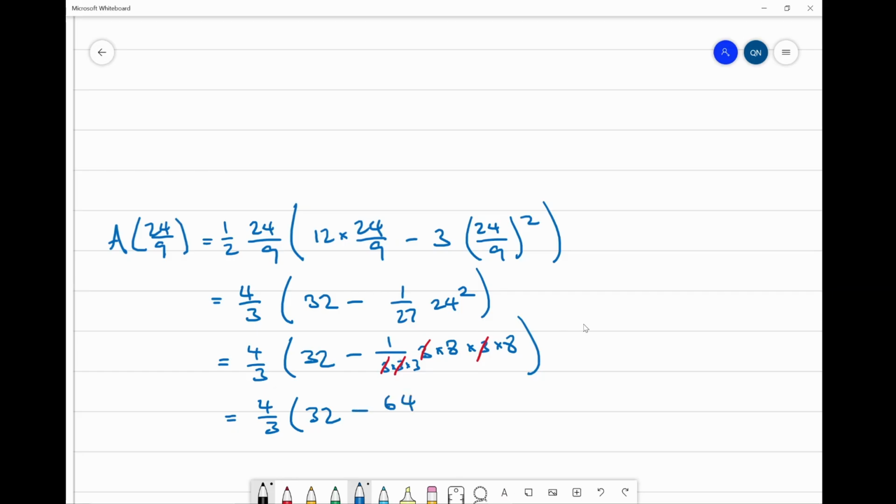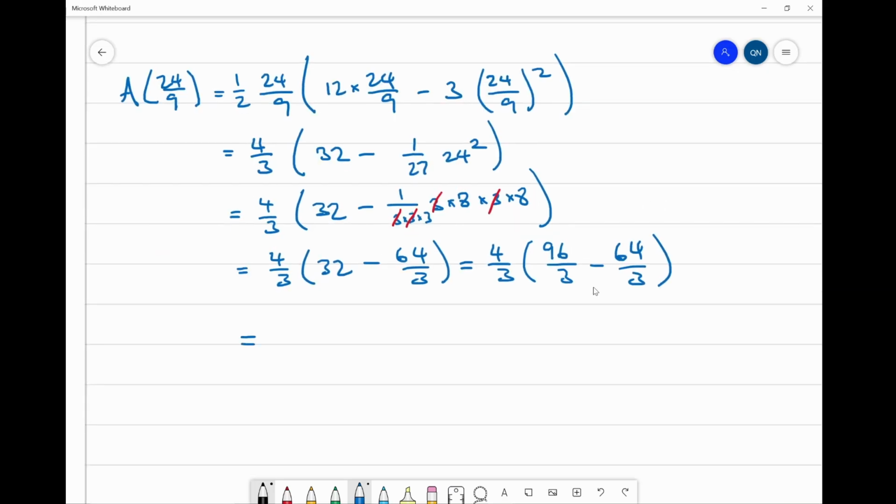Okay, so we have minus 64 over 3. And let's see, we probably want to get 32 on the same denominator as well. What's 32 times 3? It's 96, I think. So 96 over 3 minus 64 on 3. And what's 96 minus 64? 96 minus 64 is 32, I think. So this is 32 over 3. So this is going to give you, is it 32 on 3? Yeah, it's 32 on 3. That's going to give you 128 over 9.